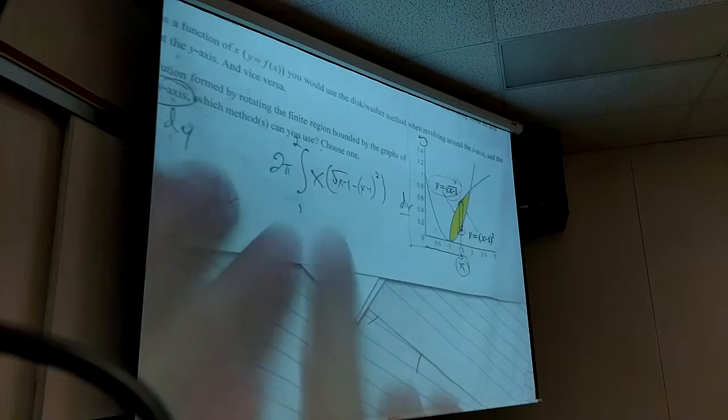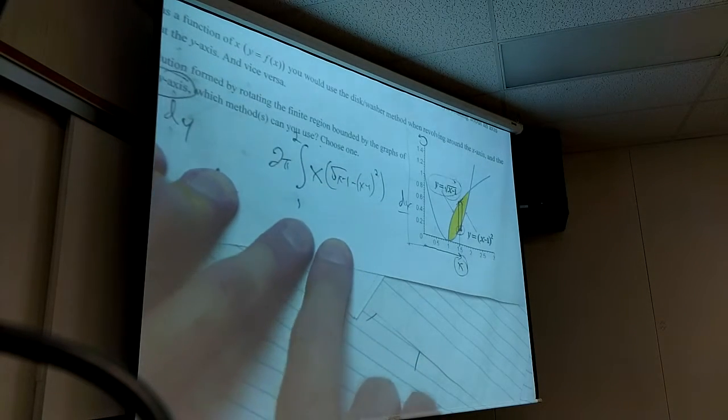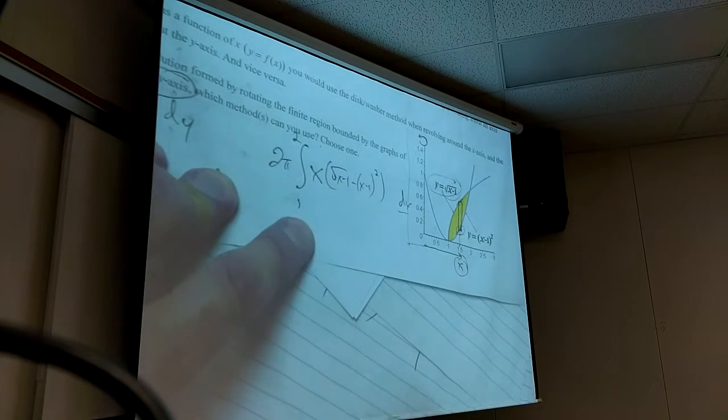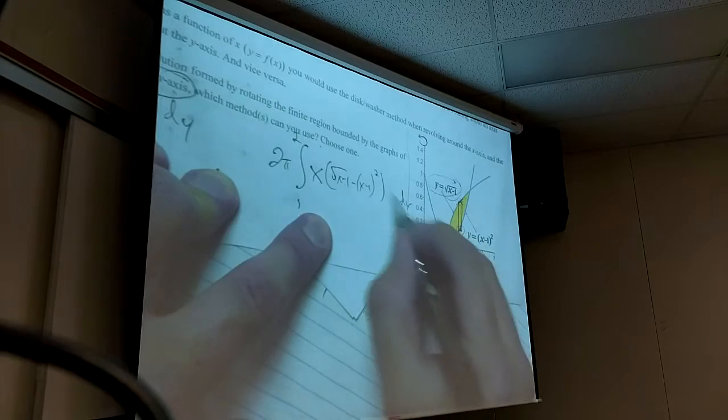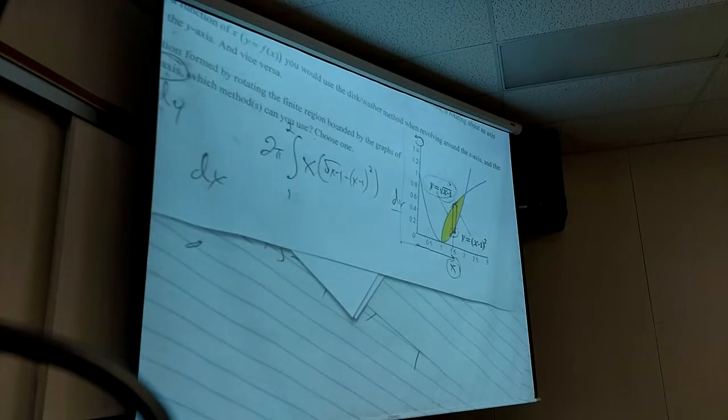Now, to be honest, is it impossible to do this integral? No. You can actually use some u sub, and I showed you how you can be kind of flexible with the u sub. This integral will work. It isn't all that terrible. But if you do set up something doing one method and the integral is impossible, well, then you go back and set up the other method. That's just part of the process.